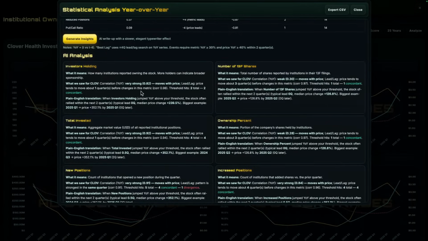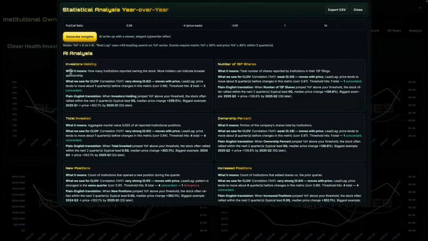Now, let's look at investor holdings. We can see here what it means. How many institutions reported owning the stock? More holders can indicate broader sponsorship. What we saw for CLOV, correlation is very strong. It's 0.82, moves with price. It tends to move about 1 quarter before it changes in the metric. Threshold hits 2 total.